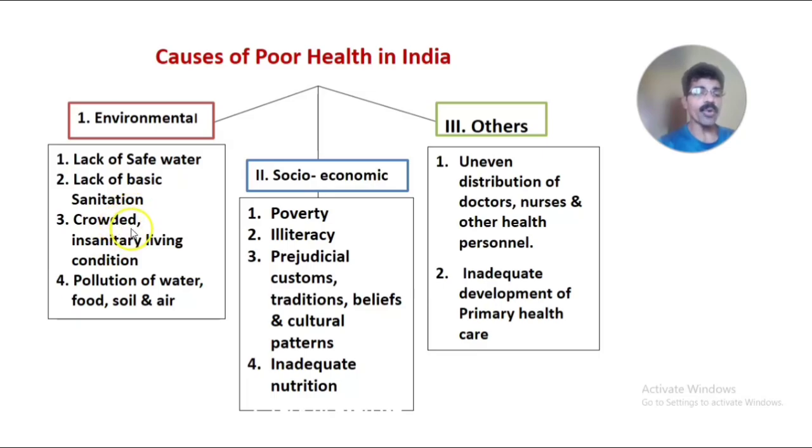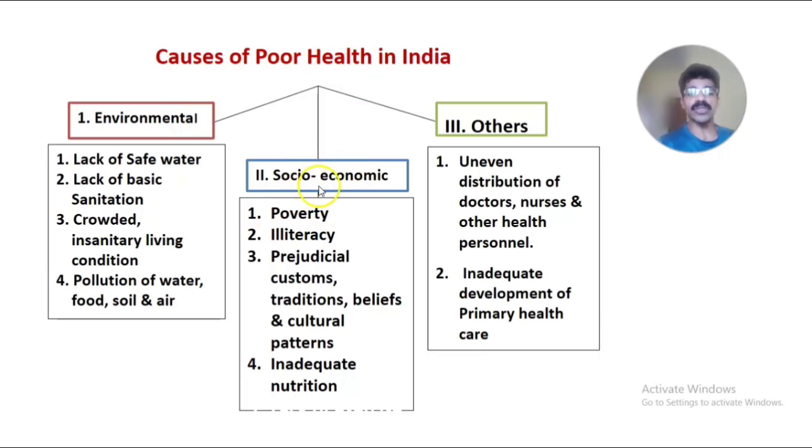Then third one is crowded and insanitary living conditions, unhygienic living conditions. And fourth is pollution of water, food, soil, air, etc. So these are some of the important causes under environmental causes for poor health in India.